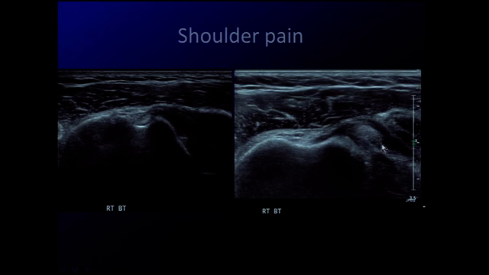When you see the biceps tendon dislocated medially, you should take care to look and see whether there is an associated subscapularis tear, as the tendon may dissect within the fibers of that subscapularis tendon.